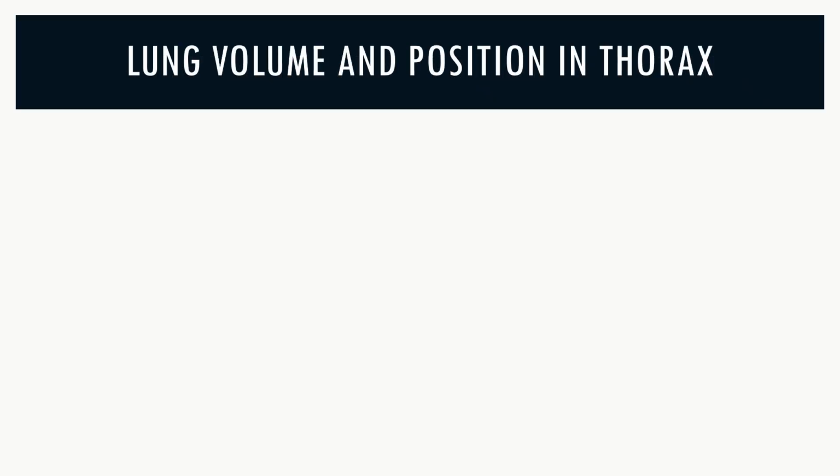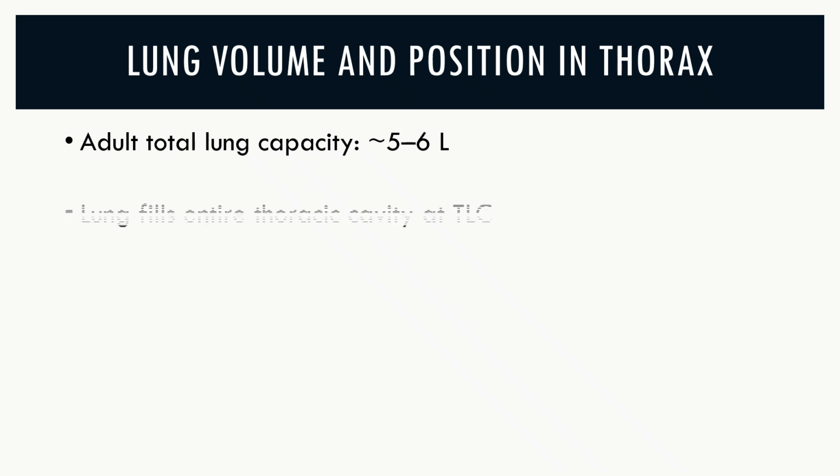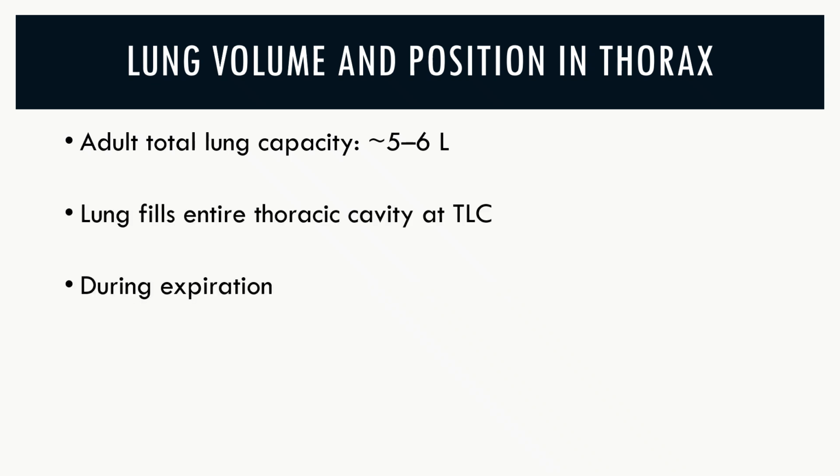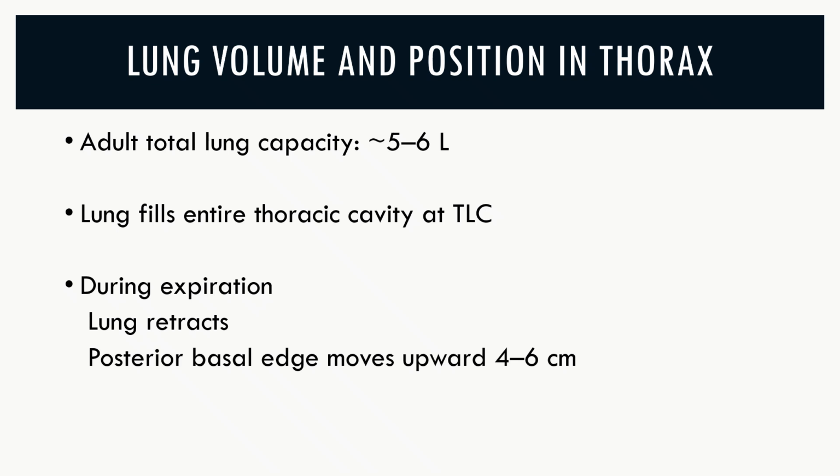Lung volume and position in thorax. In adults, total lung capacity is approximately 5 to 6 liters. At total lung capacity, lung fills almost the entire thoracic cavity. During expiration, the lung retracts from the pleural cavity and the posterior basal edge of lung moves upwards by about 4 to 6 centimeters. This retraction is not localized but occurs throughout the lung tissue.